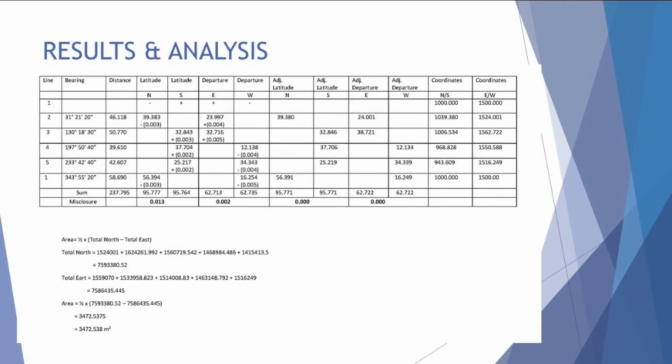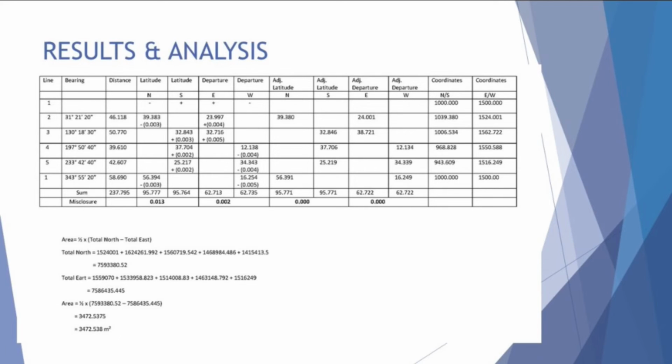For example, line 2, the final distance 46.4 multiplied by cos on the calculator with the final bearing 31 degrees 21 minutes 20 seconds. Then we get the answer 39.383. If the answer is positive, then it is north. If the answer is negative, then it is south. Repeat the same way for every line.